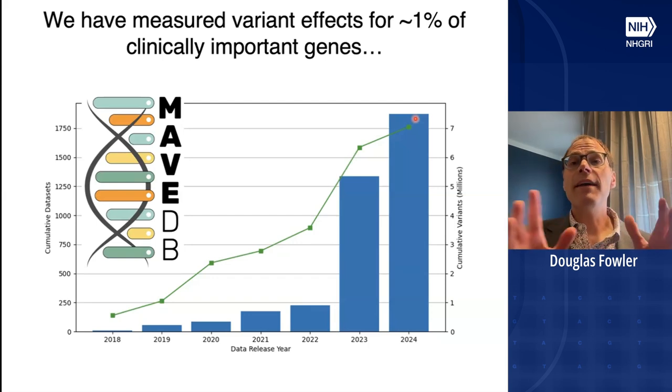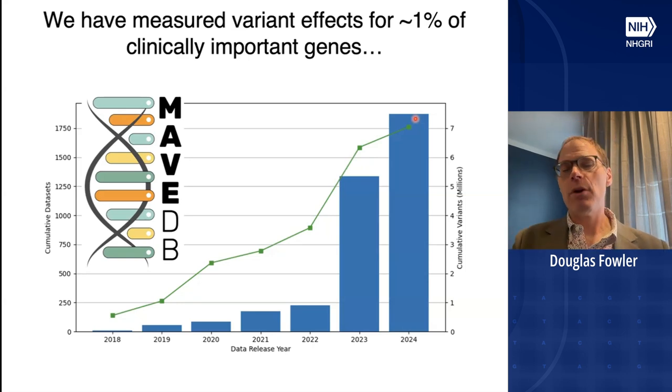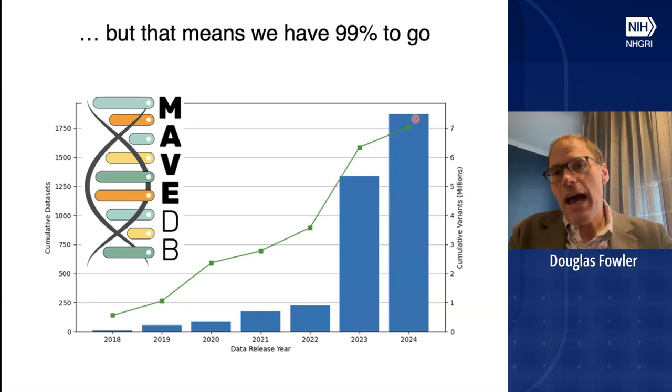But the bottom line is we have really pretty high quality variant effect maps for a little over 40 genes in the human genome that are clinically important. And that works out to about 1% of the 4,500 genes or so that have been linked in some way to disease. So we have, I would argue, a kind of pilot scale set of data. And as I just showed you, we know that it's very useful. But we have 99% to go.